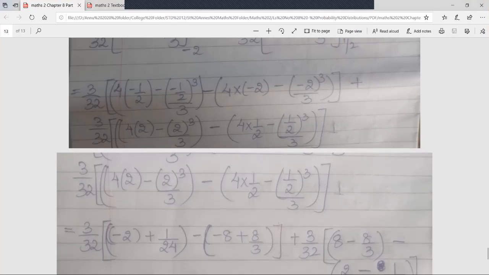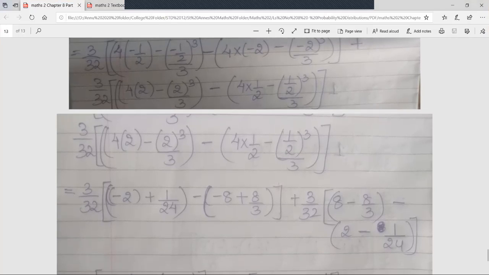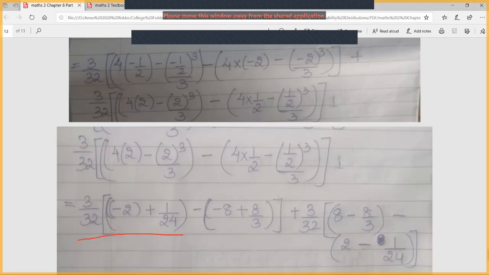Now moving forward, 4 into minus half, on cancelling, 2 ones are 2, 2 twos are 4, so this will give you minus 2. Like this, minus half the whole cube. Half the whole cube is nothing but, with minus into minus, plus 1 upon 8. Remember class, that day I explained to you all, 1 upon 8 divided by 3 will give 1 upon 8 into 3, which gives you 1 upon 24. Clear till here?